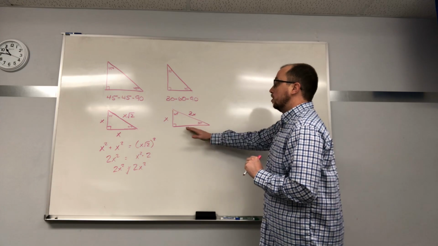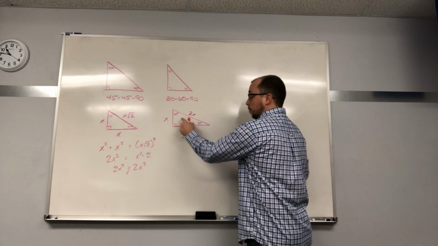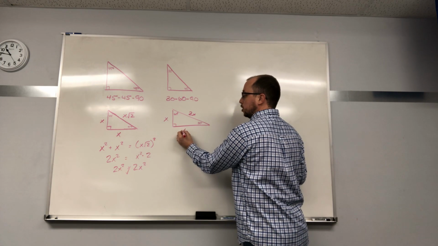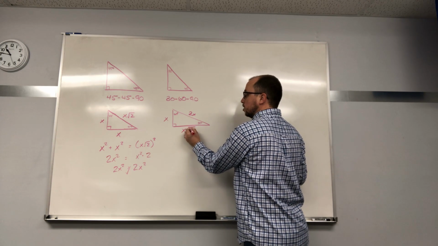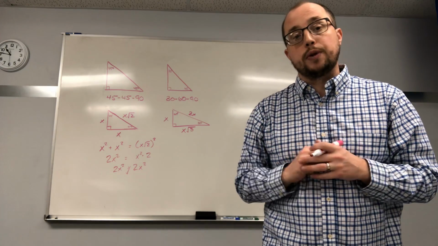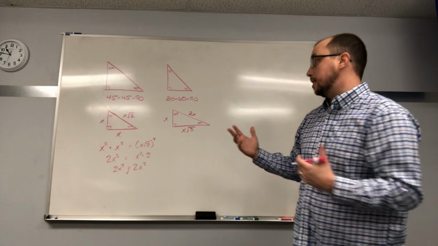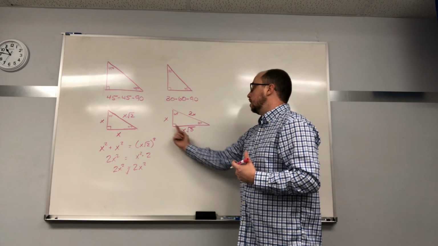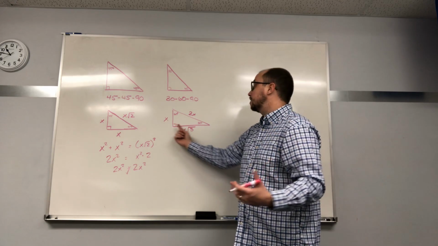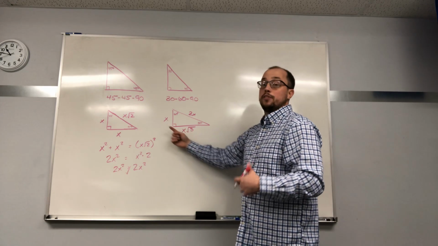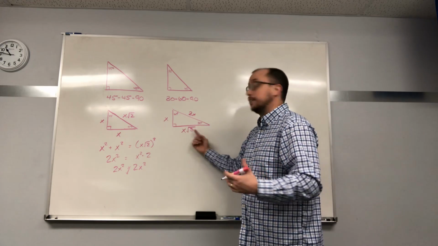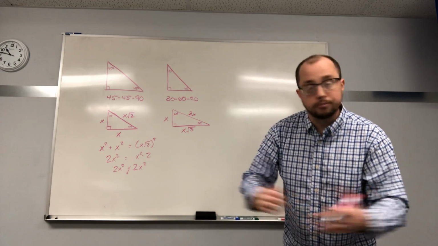Now the medium side, the part with the square root, with the 60-degree angle, the relationship there is the short side times square root of 3. So no matter what it is, if the short side is x, it's x times square root of 3. If the short side is 5, it's 5 times square root of 3. If the short side is square root of 7, it's square root of 7 times square root of 3. Square root of 21, right?